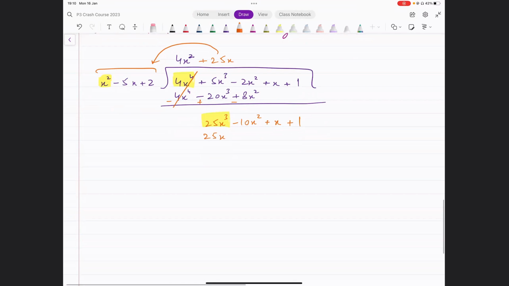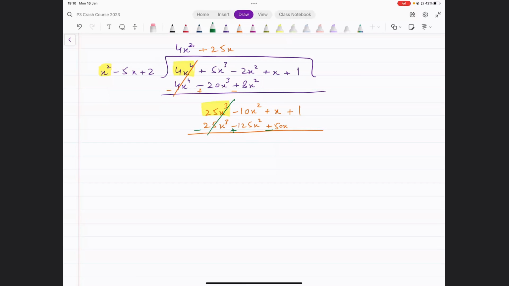That gives you 25x cubed minus 5x into 25x, that is 125x squared. 25x times 2, that is 50x. All right. Now change the signs again. This becomes minus, plus, minus. The first terms get cancelled. Minus 10x squared plus 125x squared, that's going to give me 115x squared. x minus 50x, that's minus 49x. And then plus 1 as it is.